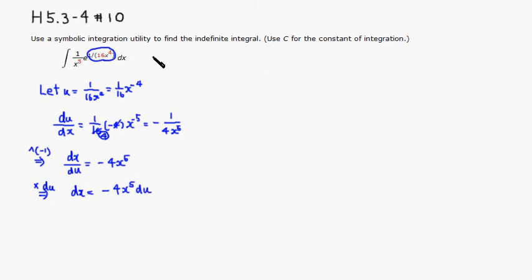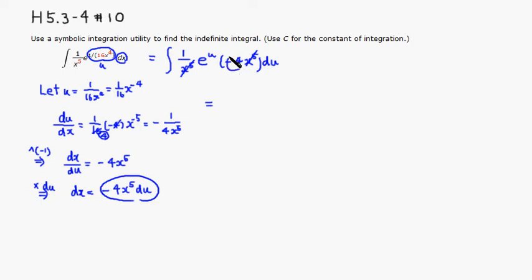So let's rewrite this integral. You have an integral here. I'm going to leave 1 over x to the 5th as it is. Then we have e to the u, since we decided to call this u. And dx, we just found, is the same thing as negative 4x to the 5th power du. So we can just cancel x to the 5th on top and x to the 5th on the bottom and clean up a little bit.